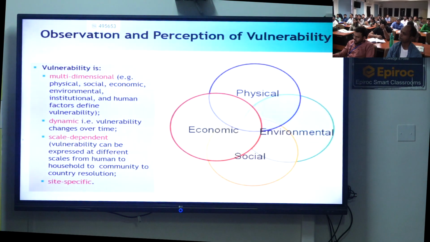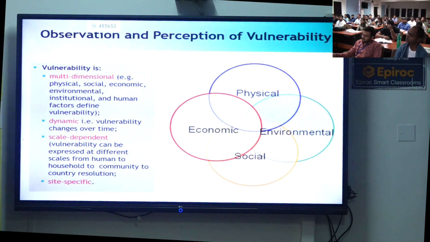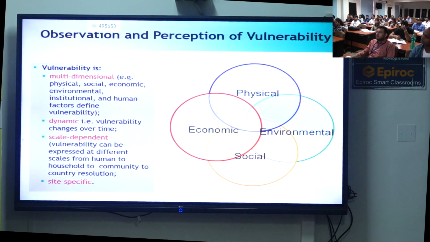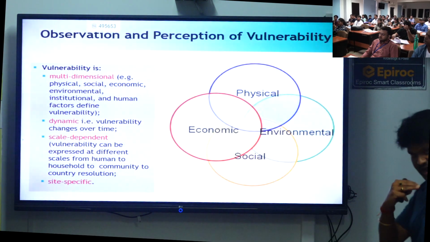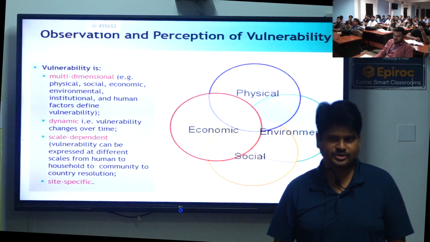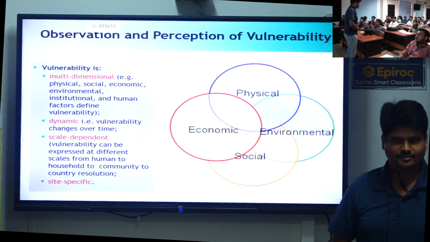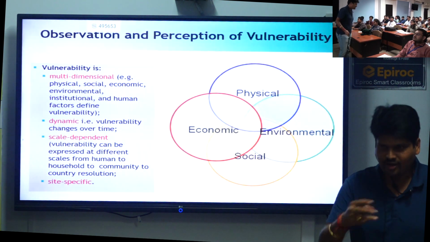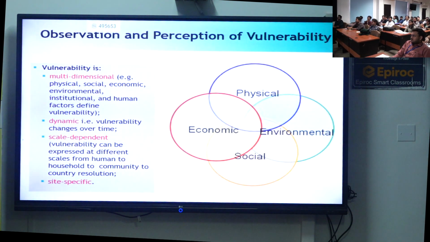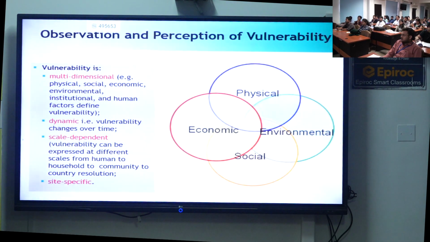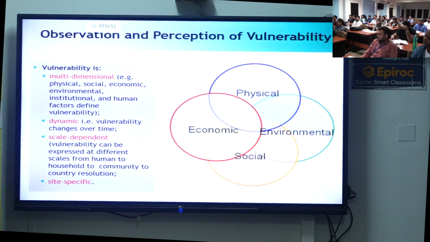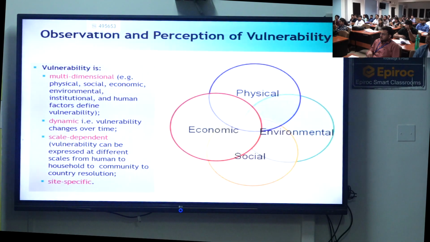Also, it depends on the physical. Physical means if someone has a very wealthy house, or let's say a highly resilient structure, that means the economy is very high, isn't it? That is why these spheres are all overlapping. You see, there are some common things here. So vulnerability is multidimensional, as I mentioned, and it's dynamic because it changes.